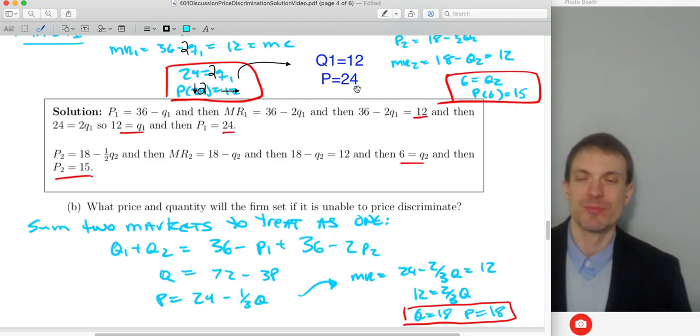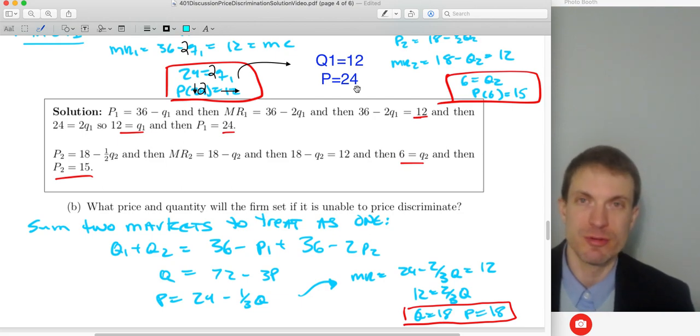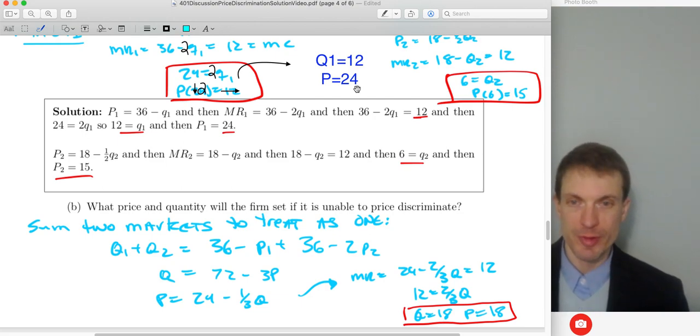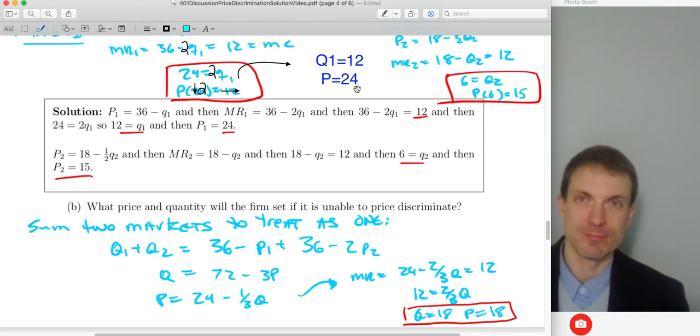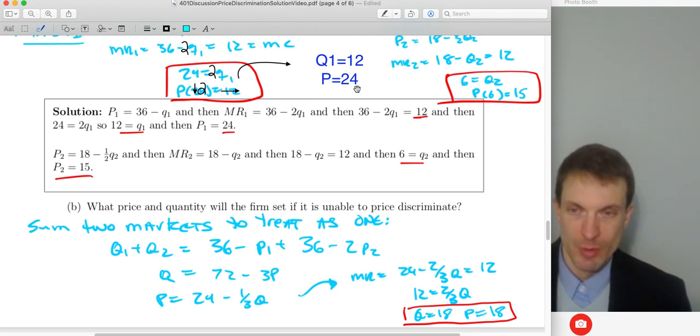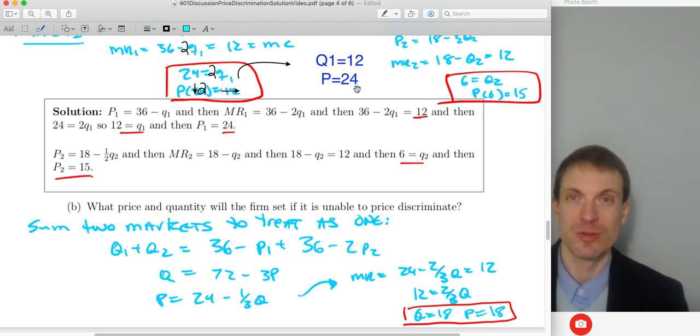So what's happening here? Because we have a linear demand curve with third degree price discrimination, we're ultimately going to sell the same quantity whether we use price discrimination or not. However, we're going to sell at a different price in the two markets. What's going to happen is the demand that is more inelastic is going to have to pay a higher price. The demand that's more elastic is going to get a discount.